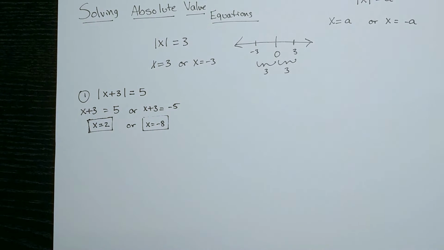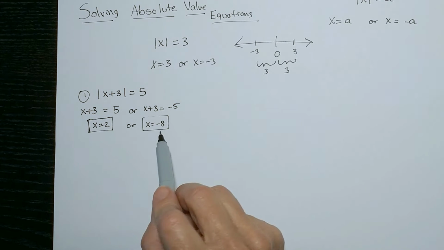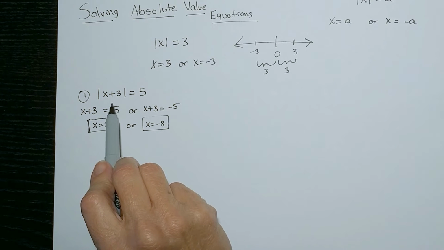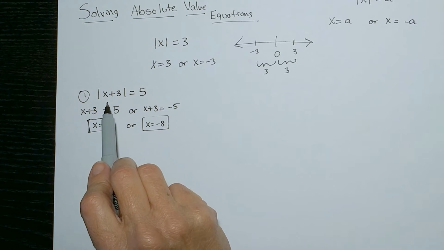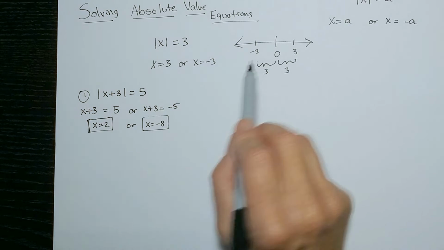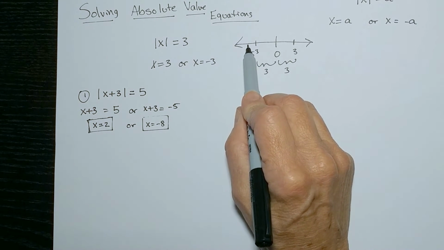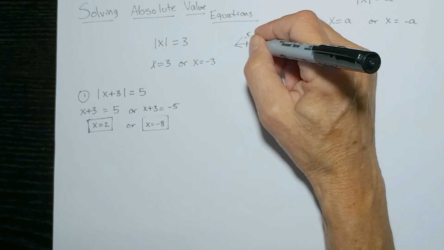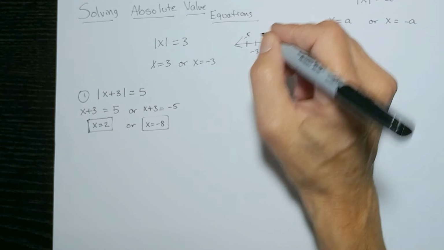So that this makes sense to you, a lot of people think that you can't get a negative answer when you solve an absolute value. Let's plug this value in, -8, so you can see how this works. -8 plus 3 is equal to -5. And the absolute value of -5 is equal to 5 because -5 is over here, right? And it's 5 units from 0.